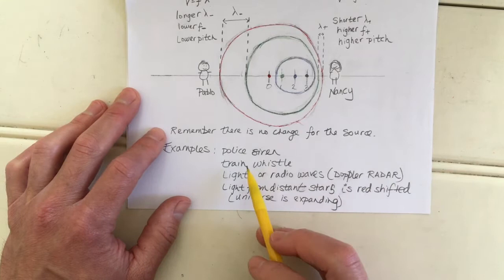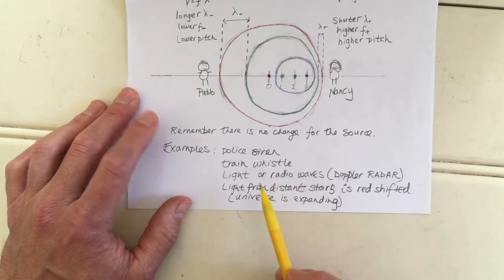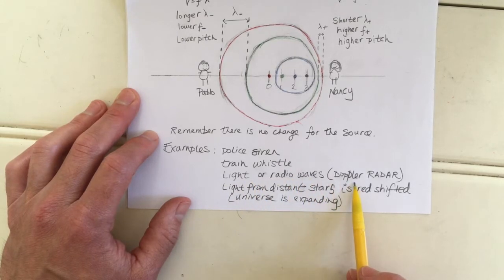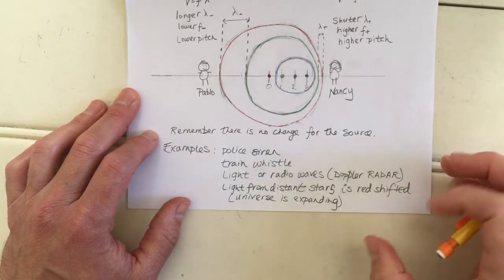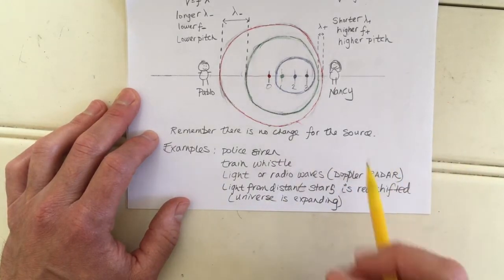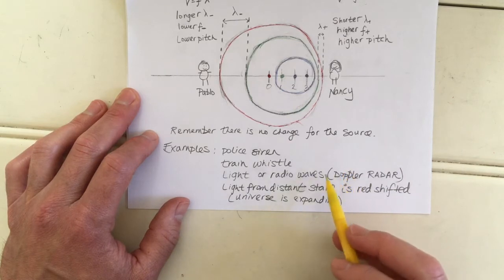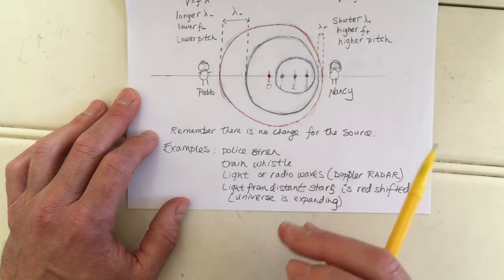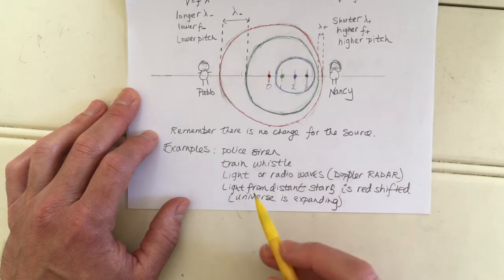Furthermore, examples of this, I already pointed out a couple: police siren, train whistle, but this also is perceived with light. So light or radio waves, Doppler radar uses radio waves to locate water particles in the air as they're moving. So moving water particles have a Doppler shift when radio waves are sent out and they hit those moving objects and they come back.